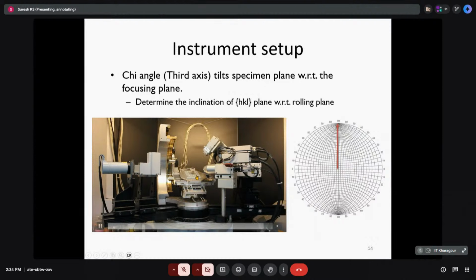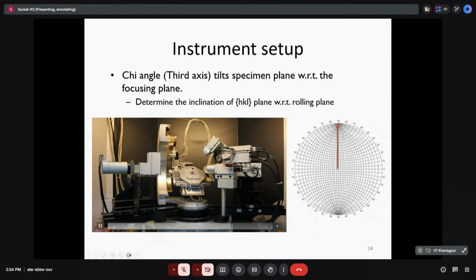So 90 degree is when the sample surface becomes completely horizontal, and 0 degree is when it is vertical. So now what happens is, this is a horizontal diffractometer. When the sample is at 0 degree tilt, all of the X-rays will focus on this surface. However, when it goes to the 90 degree where the sample becomes completely horizontal, only the top layer of the sample alone will be exposed to the X-rays.